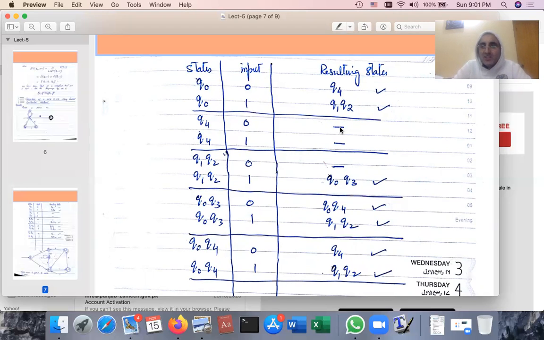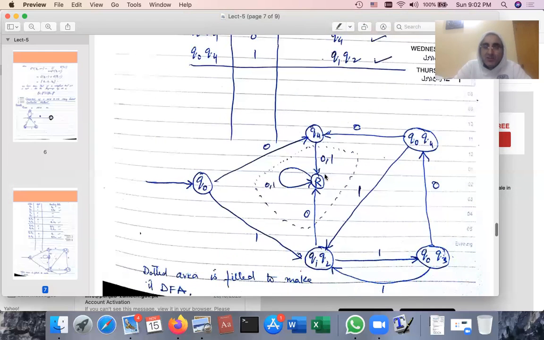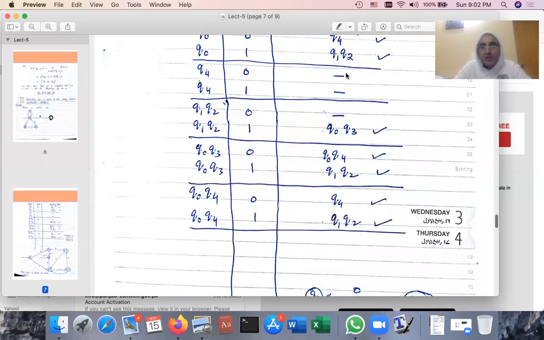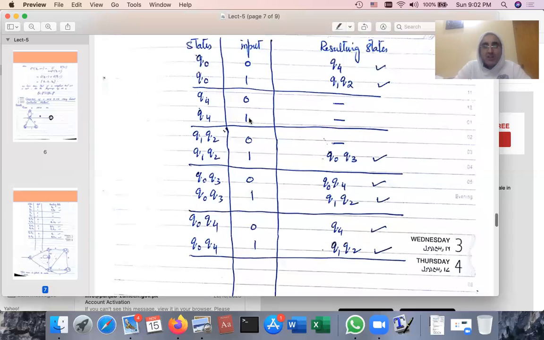For example, here this is nothing, or null, you can say. So you can draw an edge from Q4 with label 0 and connect that edge into this nothing state, which is your rejection state actually. If I draw this rejection state, then from Q0 with 0 I can draw this edge to R, and from Q4 with 1 as well.